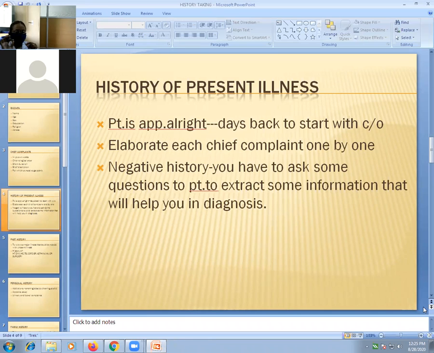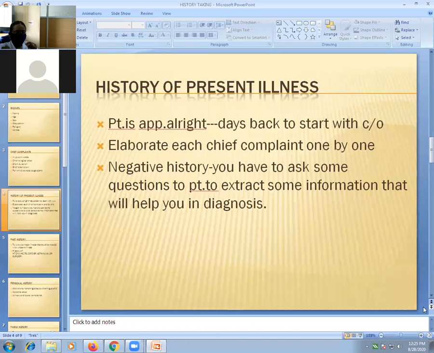For that, your first sentence should be: patient is apparently alright. How many days back? That depends on the duration of the patient's chief complaints. So, patient is apparently alright some days back. To start with, take the first chief complaint and describe it in detail. For example, breathlessness, describe in detail. Fever, describe in detail. Cough, describe in detail. Chest pain, describe in detail. Like that, each and every chief complaint is described or elaborated in detail in the history of present illness. So your first sentence should be: patient is apparently alright some days back. To start with, description of complaints one by one.